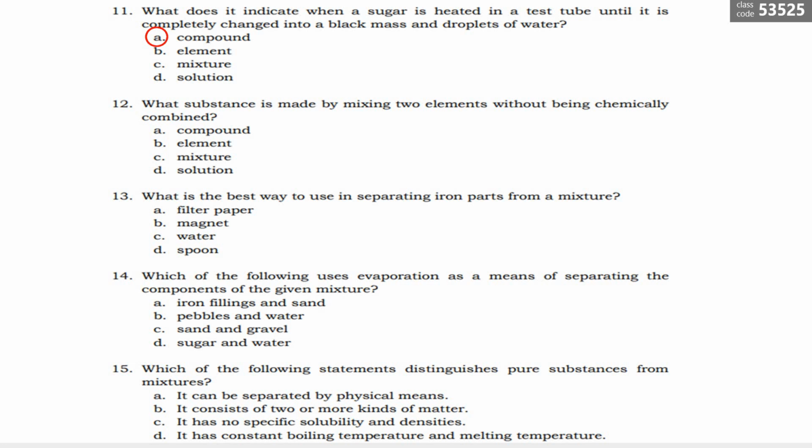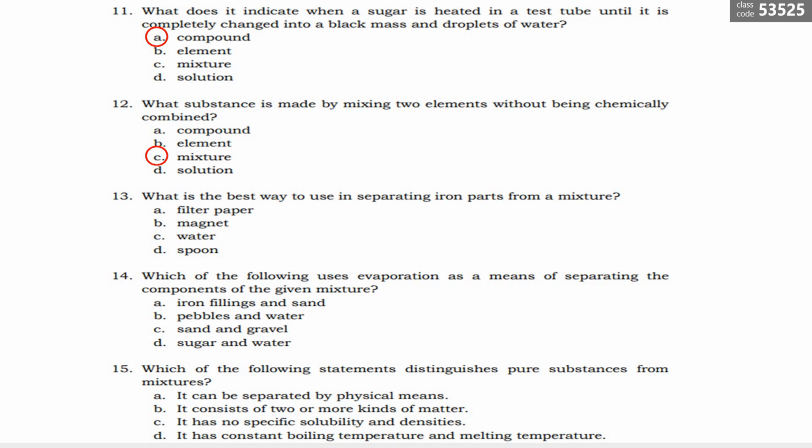Okay, let's proceed with number 12. What substance is made by mixing two elements without being chemically combined? A. Compound. B. Element. C. Mixture. D. Solution. Okay, time is up. Let's reveal the answer. The correct answer is mixture, letter C. Very good. You can follow the discussion.